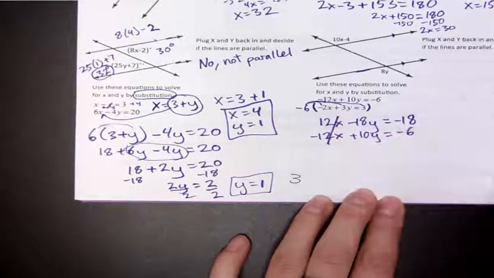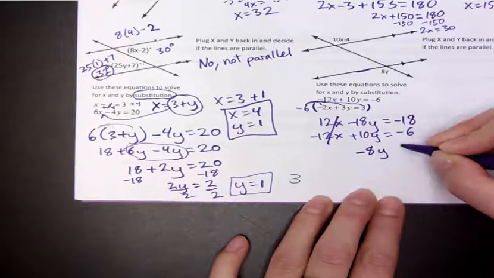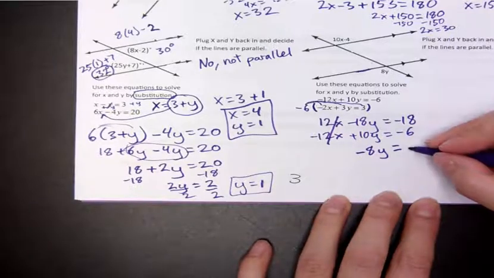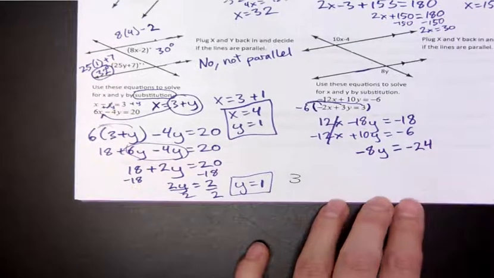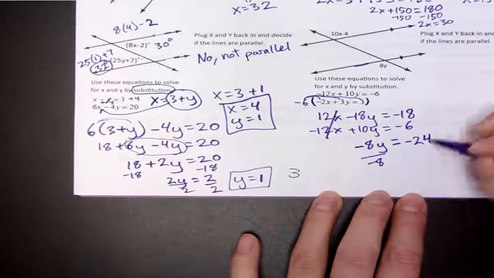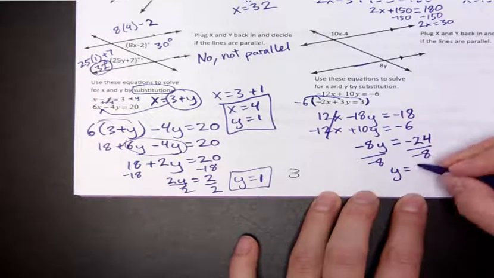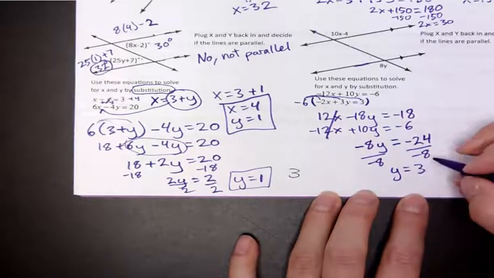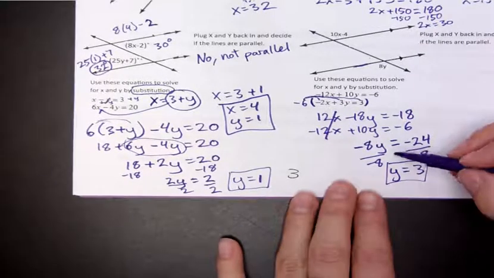So the x's cancel out. The y's add together to negative 8y. And the numbers add to negative 24. Alright, and my next step, divide by negative 8. So what does y equal? So y equals 3. How do I find x now?